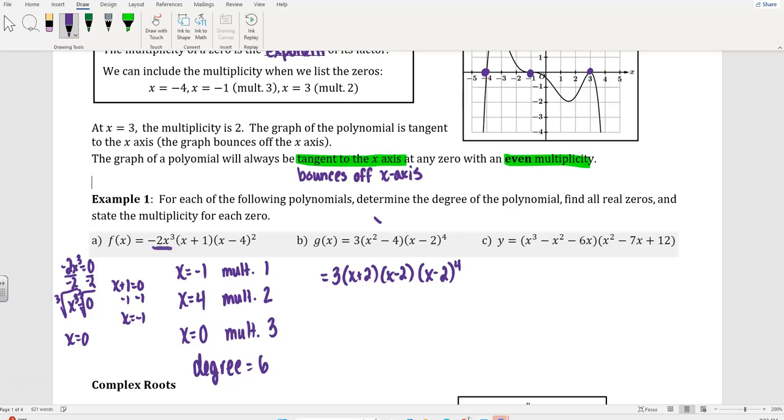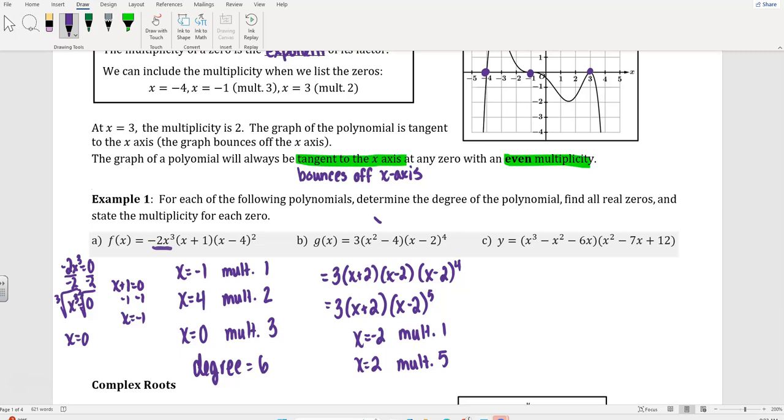Now, do you guys see anything special that has happened here? Yes, I can write it as 3 times x plus 2, times x minus 2 to the 5th power. I can put those x minus 2's together right there. And so now I can talk about the zeros. I have x plus 2. That is going to be x equals negative 2 with a multiplicity of 1. And I'm going to have x equals positive 2 with a multiplicity of 5.